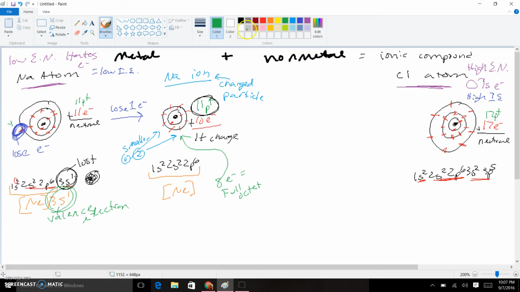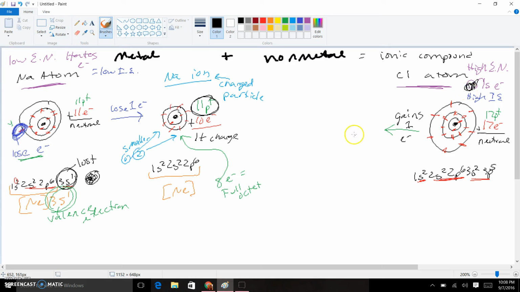Okay, now let's think about this for a second. We have lost our electron from sodium, and where did it go? Over here to chlorine. Chlorine gains 1 electron. He would love to gain an electron because he loves electrons. He has a high electronegativity, and he would love to have them. This is supposed to be a heart. Wow, that's a terrible heart.